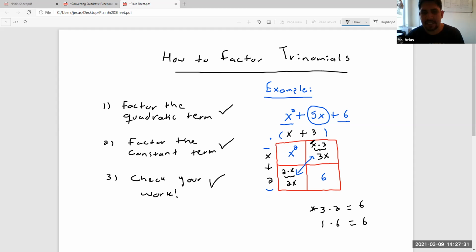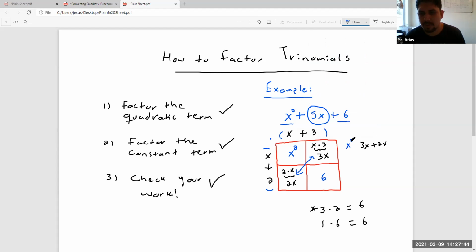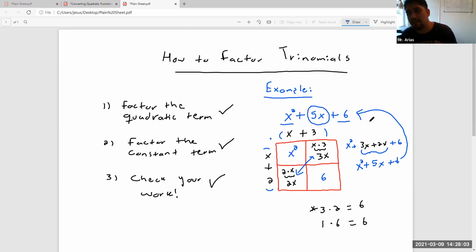So what this means is that I'm going to take all the terms outside of the box like this. So I have 3x and then positive 2x. And then in blue, we had x to the power of 2. And then we had positive 6. So if you notice, these two terms, 3x and 2x, are like terms. So if I add them up, I'm going to get 5x. And surprise, ladies and gentlemen, we get the initial trinomial that we had originally in the problem. So what this means is that this is the sign that your factorization is correct.